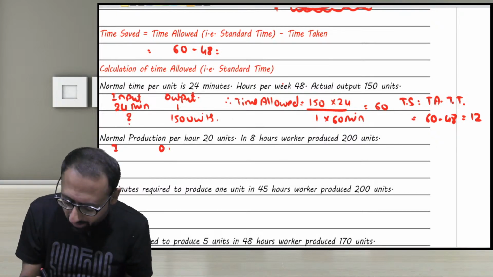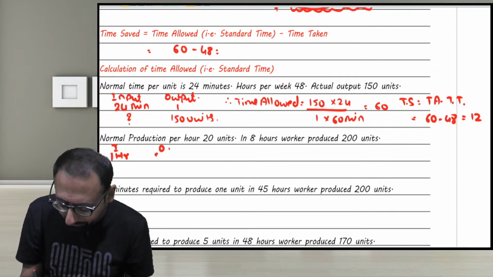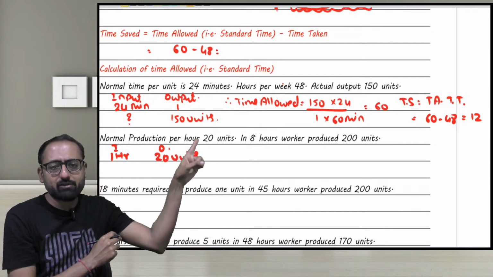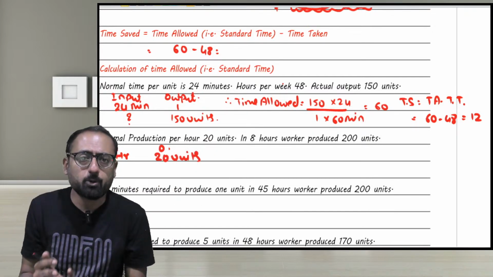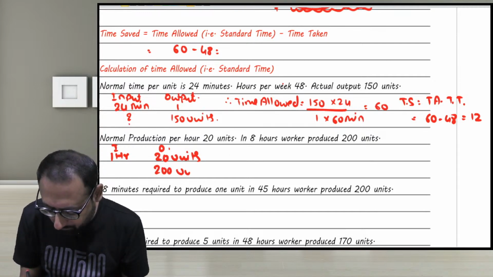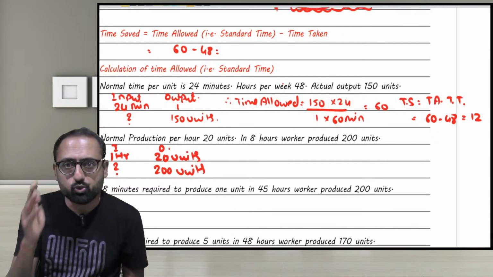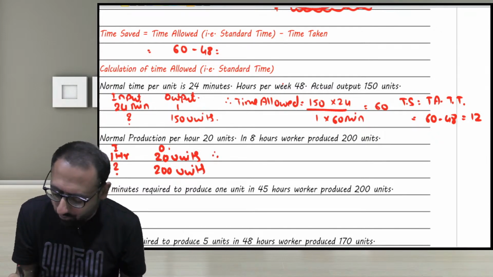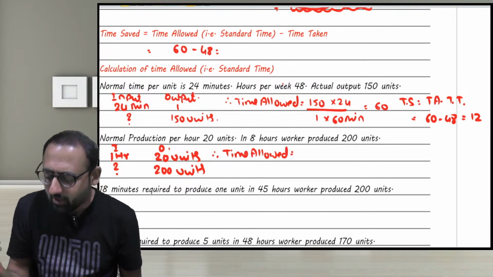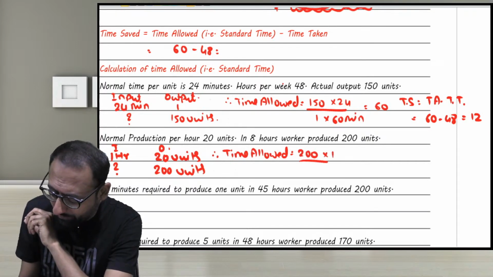What is your input? Guys, in 1 hour, worker is producing 20 units. It is given, your standard input output ratio. Normal production in 1 hour is 20 units. Actual production, you'll have to check that. In the question, actual production is given 200 units. Now you'll have to calculate how much time will be required to produce that 200 units. Using that input output ratio, you can answer, guys, quickly. So time allowed is equal to 200 multiplied by 1 divided by 20.